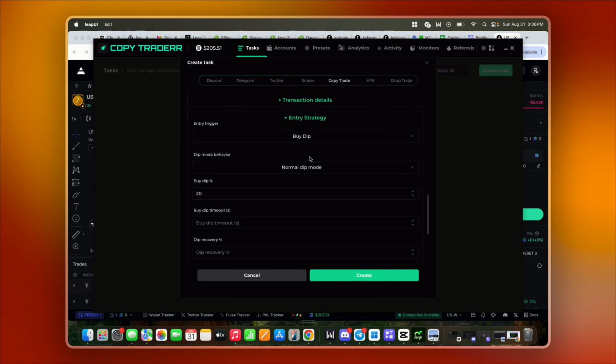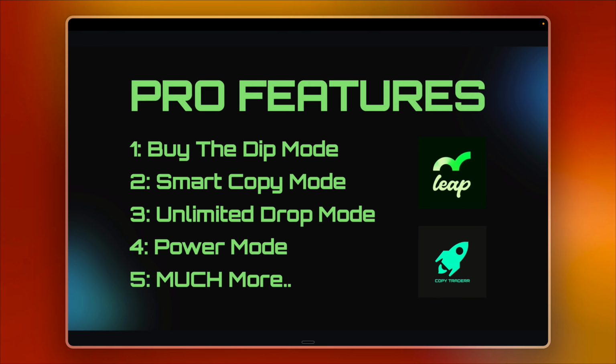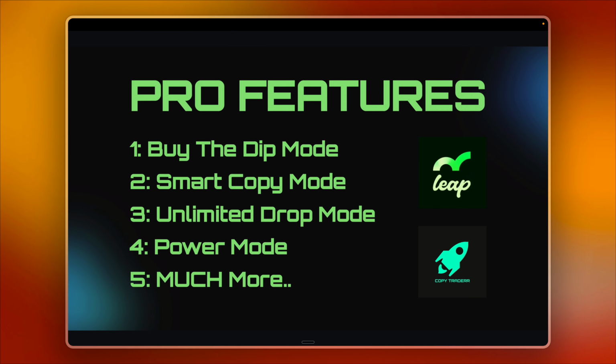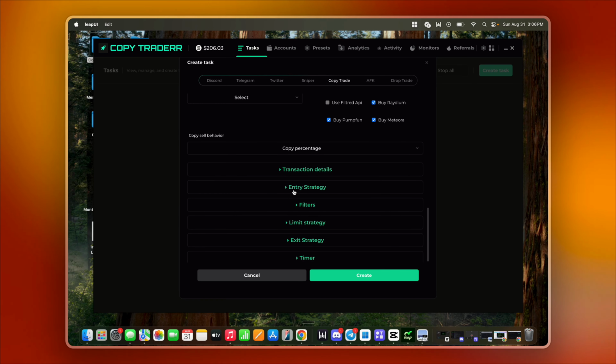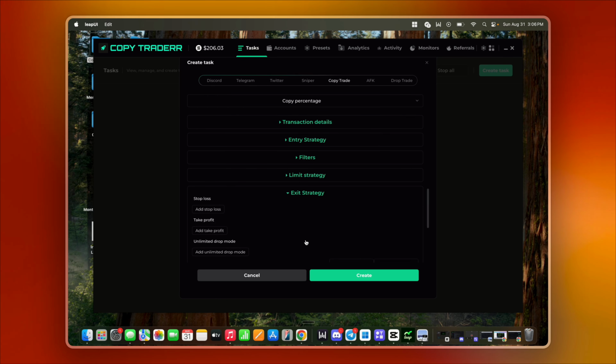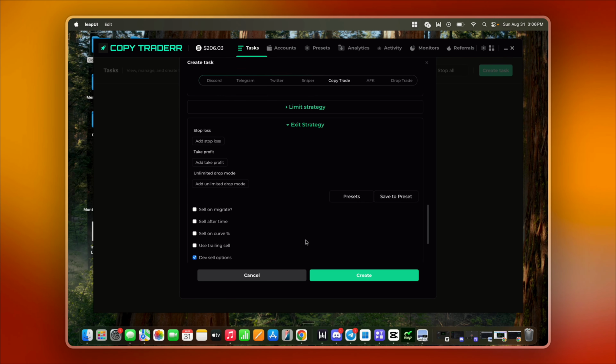The next feature that Leap has that no one else has is unlimited drop mode. What unlimited drop mode is, it's part of their exit strategy section, which in general is just the best out there right now.